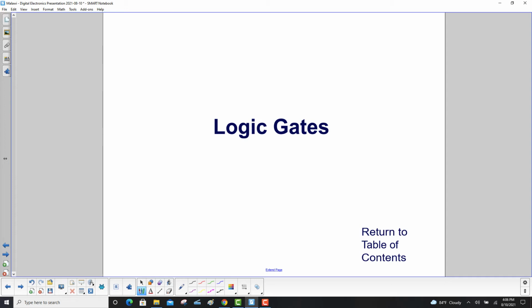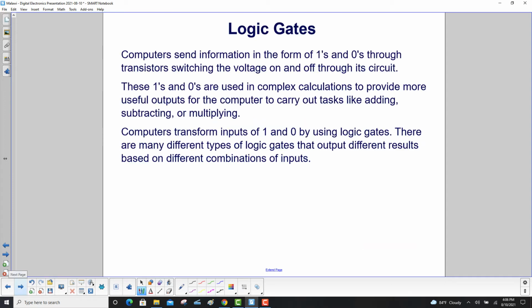Logic gates. Computers send information in the form of ones and zeros through transistors switching the voltage on and off through its circuit. These ones and zeros are used in complex calculations to provide more useful outputs for the computer to carry out tasks such as adding, subtracting, multiplying, dividing, etc. Computers transform inputs of 1 and 0 by using logic gates.